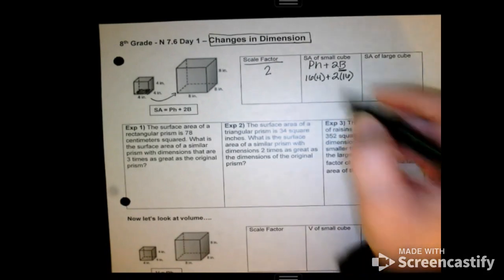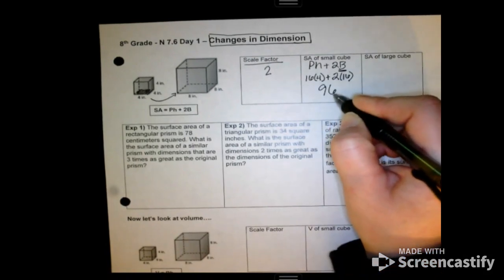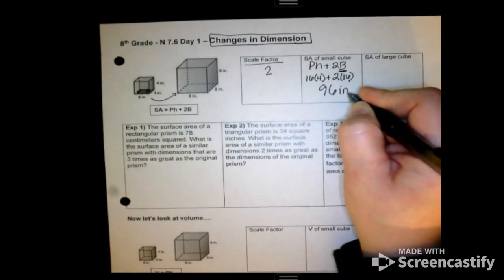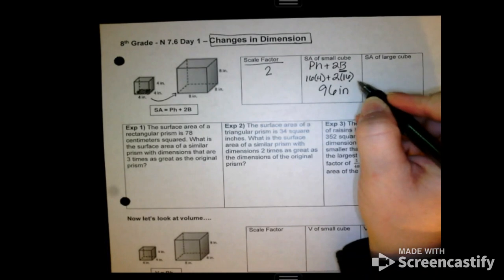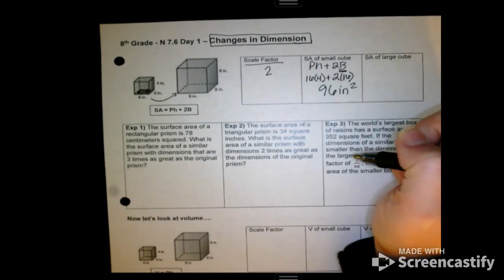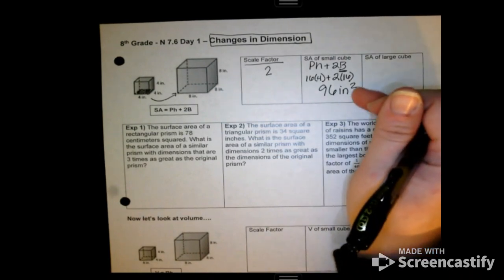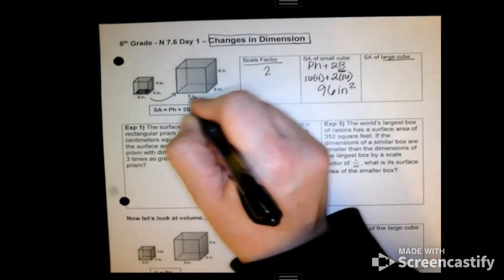Okay, now, did anybody else plug that in? Yes, 96. Okay, so 96. When I am doing area, it is inches what? Squared. Area is squared. What is cubed? Volume. Good. So if I square my units, let's find the surface area of the large cube.